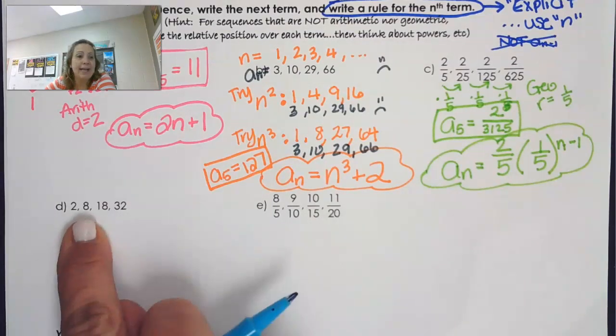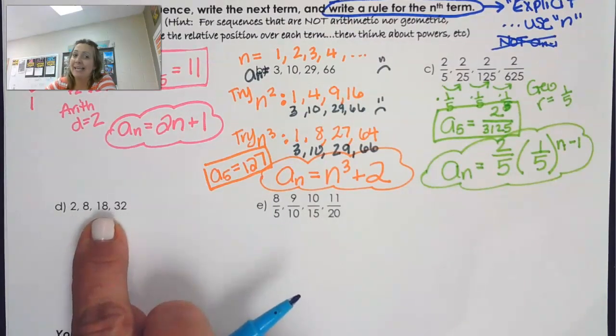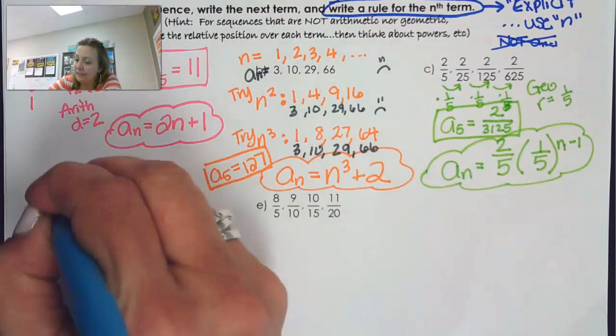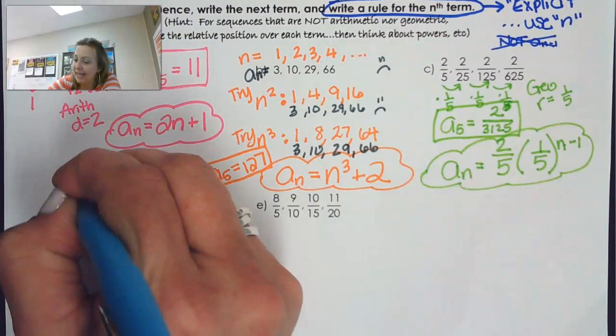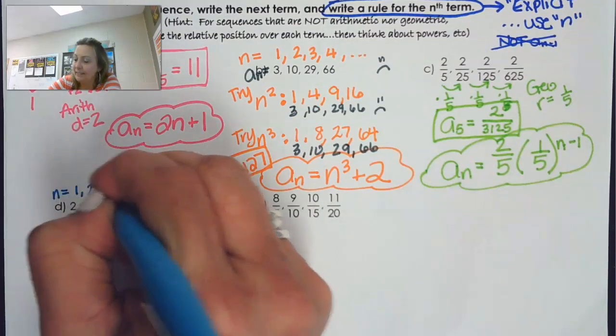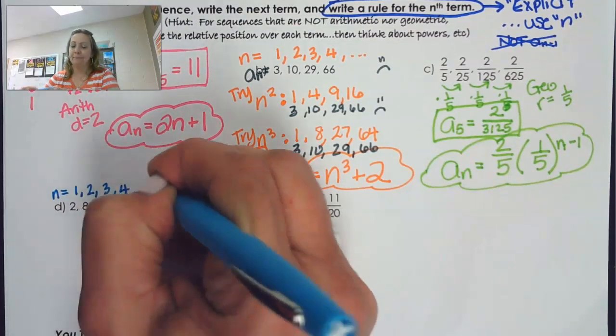Multiplying by 4, not multiplying by 4. This is not arithmetic or geometric. So because this is a neither, I'm going to maybe write my n values up here to see if I can figure out what to do with them.